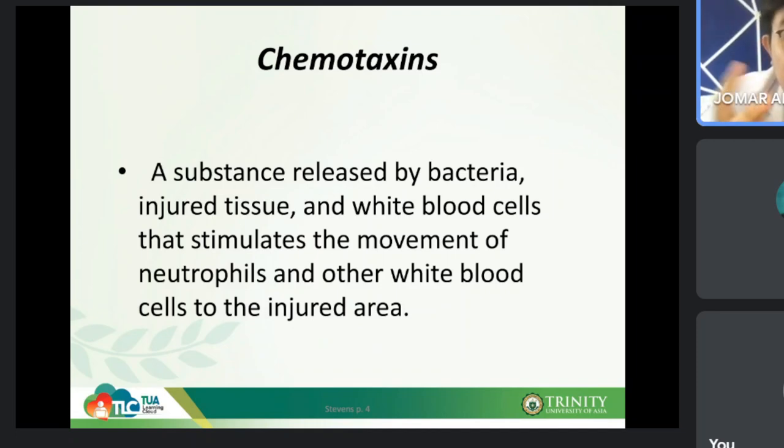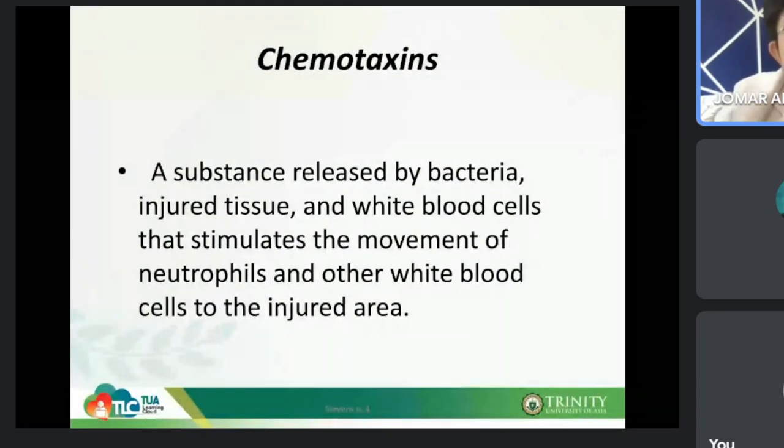Your chemotaxins are compounds or substances that are either released by your bacteria, ng injured cell mo, or even ng white blood cell mo. White blood cell na kasi magtatawag sila, guys, hindi namin to kaya, we need more. Okay? So, your white blood cells are able to go to the site of infection. Okay? So, those are chemotaxins. Remember, also, that your chemotaxins have two types. Meron tayong positive chemotaxin, meron tayong negative chemotaxin.